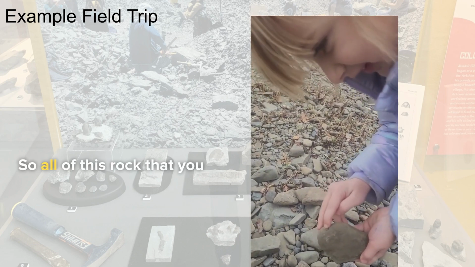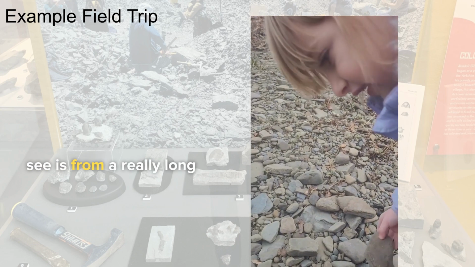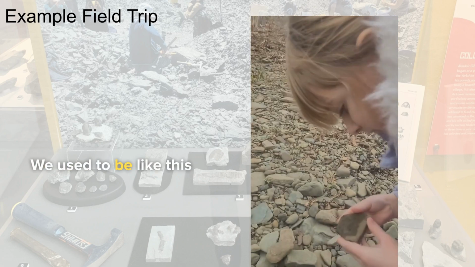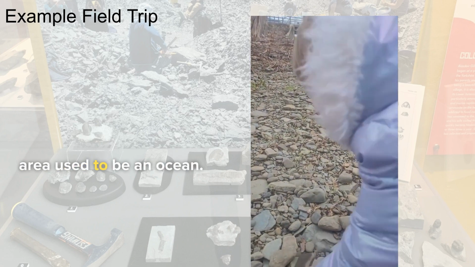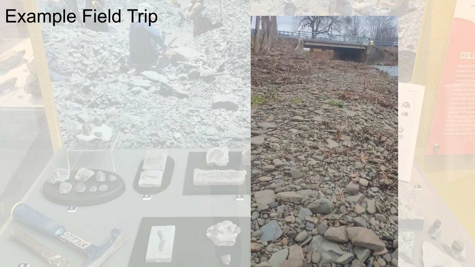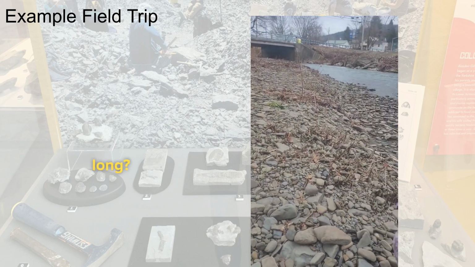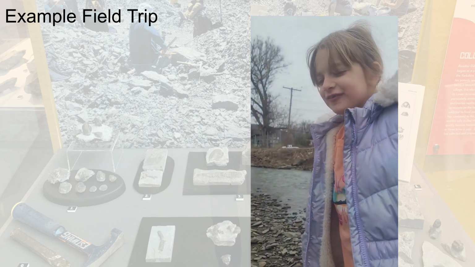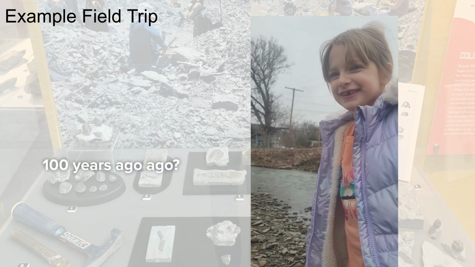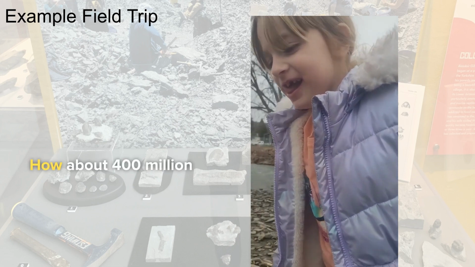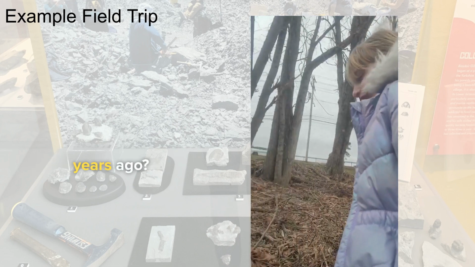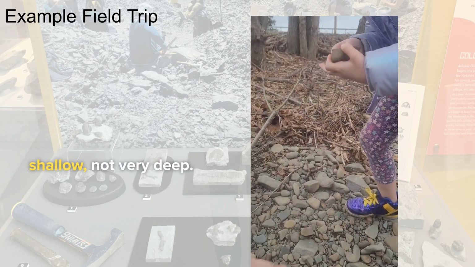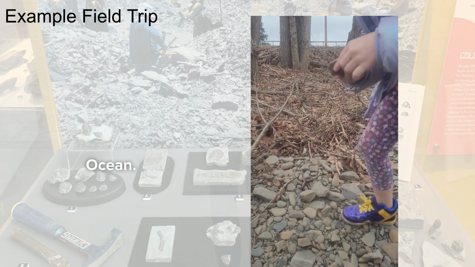Kind of. So all of this rock that you see is from a really long time ago. This area used to be an ocean. You want to know how long? You want to take a guess? How long ago? 100 years ago? How about 400 million years ago? Oh my god. This used to be a really shallow, not very deep, ocean.